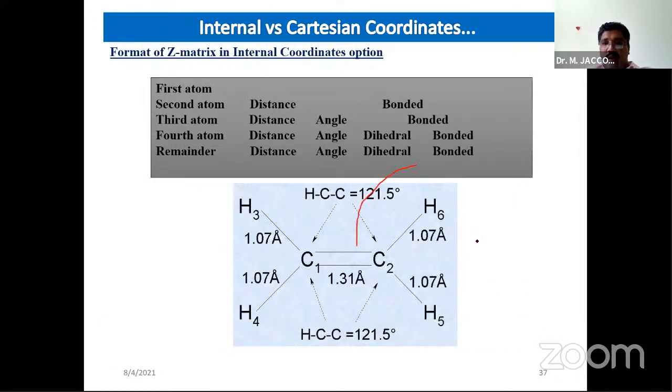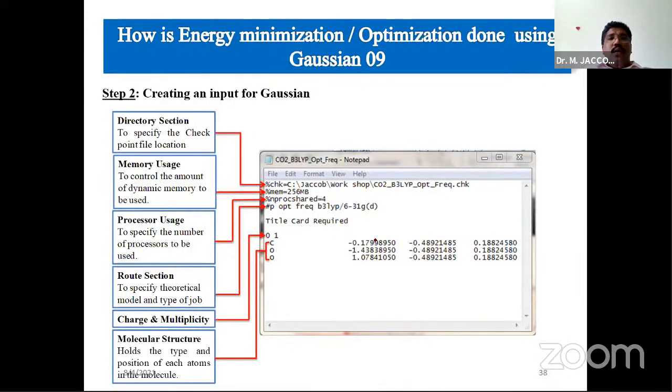These are all the internal coordinates. You can get the idea about how to write the internal coordinates for the ethylene molecule. For want of time, I'm going very fast. This is a model input, how to do the optimization or minimization in Gaussian.